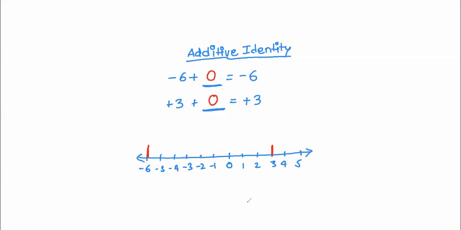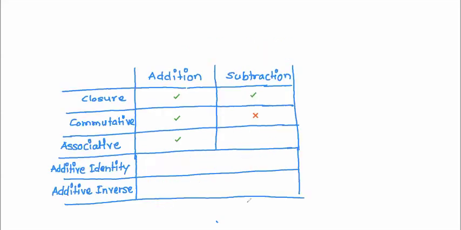Let's update our chart. So the additive identity for us is going to be 0. 0 is the additive identity. So I'll write it here as 0. Okay.